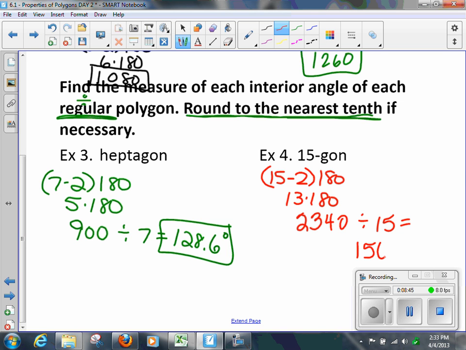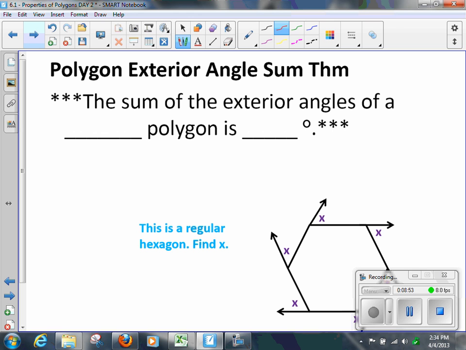Hey, I got an answer. That's cool. How many of you had 156? It's the same thing we were doing yesterday, right? All right, so look what we're changing gears to today.